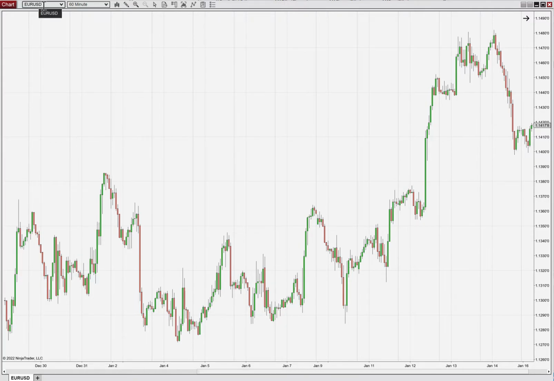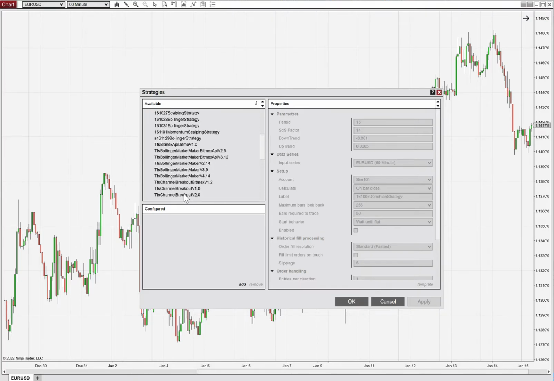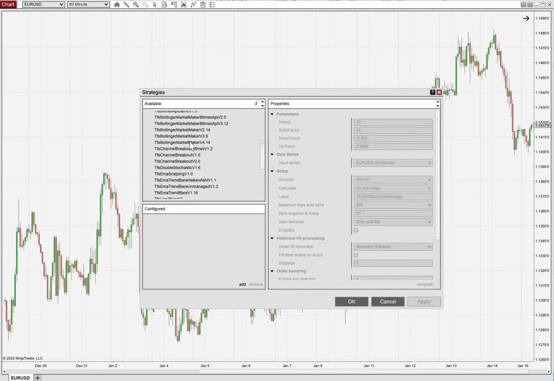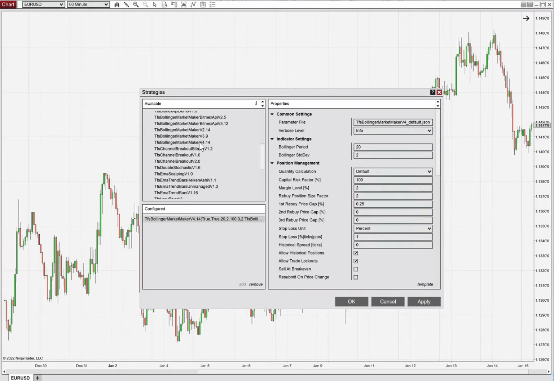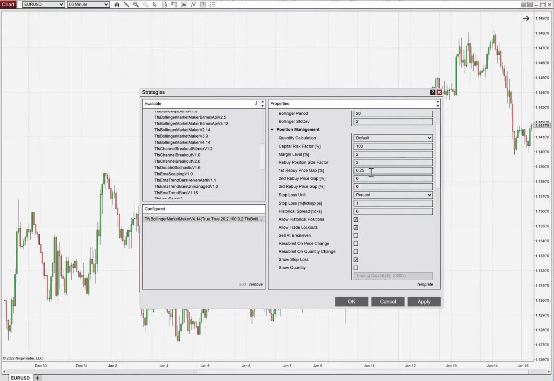I'm running it here on the Euro USD 60-minute chart. It also works well for any Bitcoin future, but clearly you want to change the settings, right? So I'm showing it here for Forex. Selecting the strategy, going to TradeFab, picking Bollinger-Market-Maker, and then I leave most of the settings at default. I just want to focus on some of them, right?